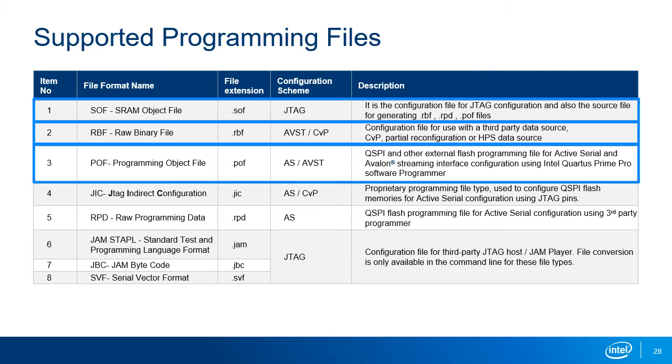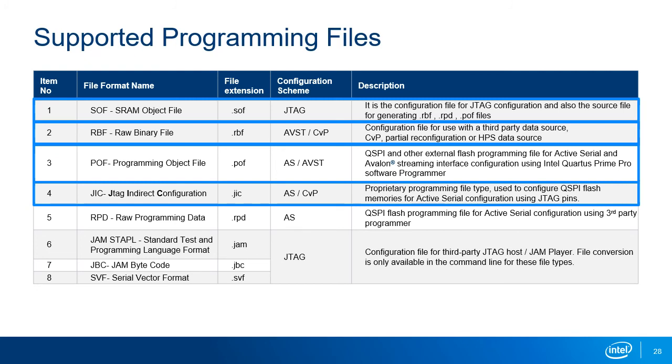3. POF, or programming object file, is a file type used to program serial or parallel flash, depending upon the mode being used, active serial or AVST. The POF files are used by the Quartus Prime Pro software programmer only.